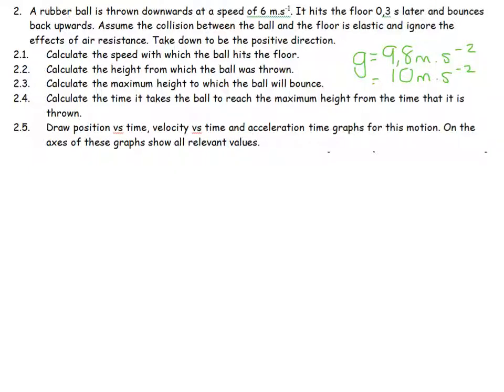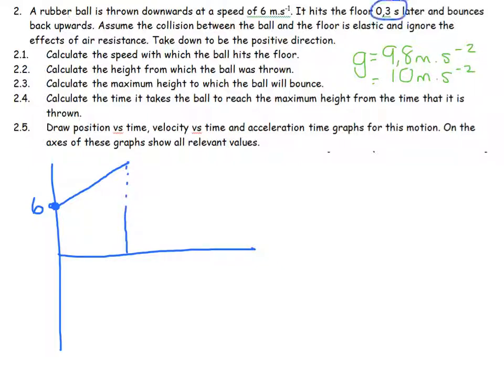So let's start at the beginning. We've got a rubber ball. It's thrown downwards at a speed of 6 meters per second. If I throw something down, it's going to speed up. It's going to start at 6 meters per second and go faster and faster until it hits the ground. It does hit the ground, and then it suddenly stops.